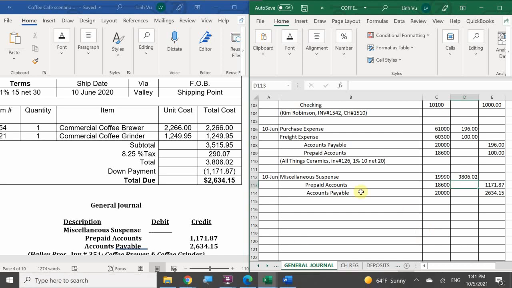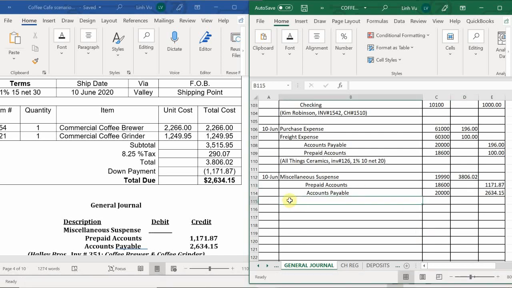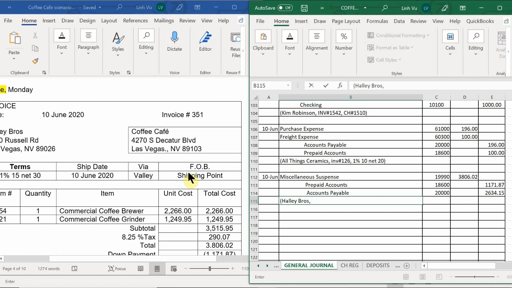Now let's go ahead and list out what happened here. What's my description going to be? Who did I receive this bill from? Hallie Bros. Hallie Bros. What invoice number is this? Number 351. Invoice number 351.